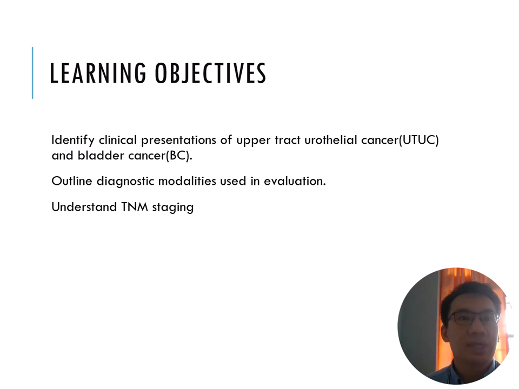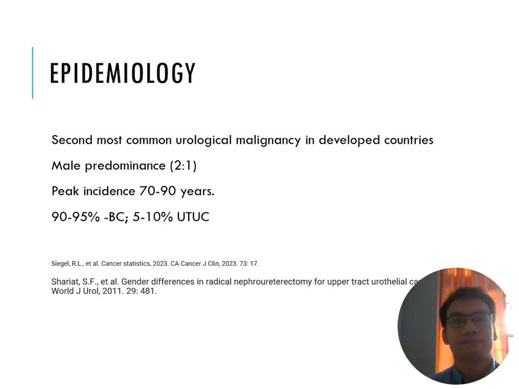These are a few learning objectives. One, you need to identify the clinical presentation. As you know, urothelial cancer has two parts, the upper tract urothelial cancer as well as the lower tract, or what we routinely call bladder cancer. Next, you need to outline the diagnostic modalities and also understand the staging of UTUC and bladder cancer.